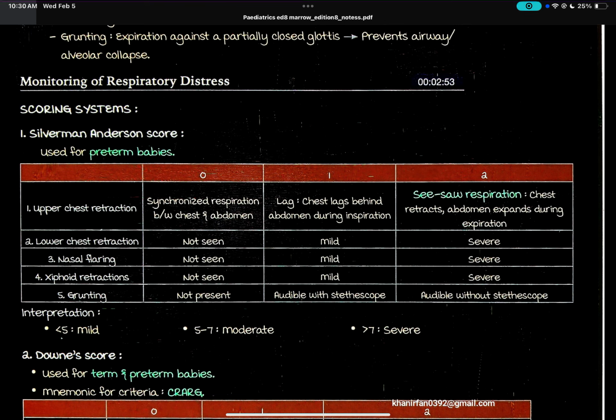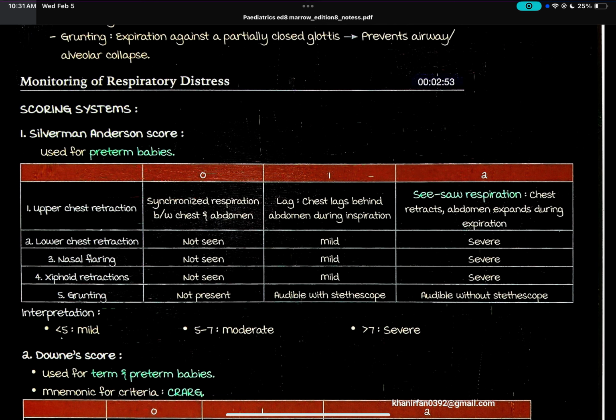nasal flaring is not seen, xiphoid retraction is not seen, and grunting is not present. So we are trying to keep the score as low as possible so we can say that it's a mild respiratory distress. So this score 0 is good.